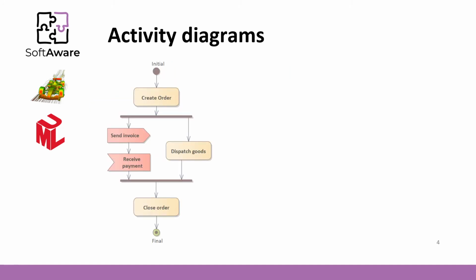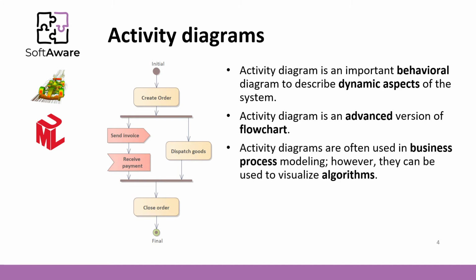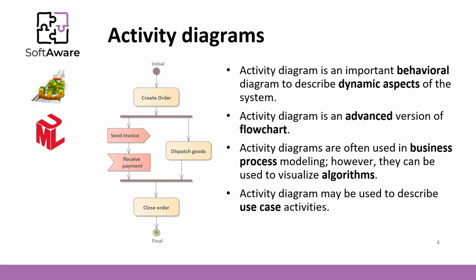Activity diagram. An activity diagram is an important behavioral diagram to describe dynamic aspects of the system. An activity diagram is an advanced version of a flowchart that models the flow from one activity to another activity. Activity diagrams are often used in business process modeling. However, they can be used to visualize algorithms as well. Activity diagrams may be used to describe use case activities.